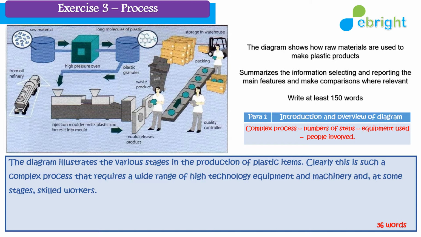Let's count how many words. 36 words over there. You've got the expression, the diagram illustrates, of course, shows or describes. You should start your writing by using those expressions or those words. Various stages, complex process, yes, plastic items. We rephrase plastic product into plastic items. And then wide range of high technology and skilled workers. Great, so all of those keywords are included in the first paragraph.